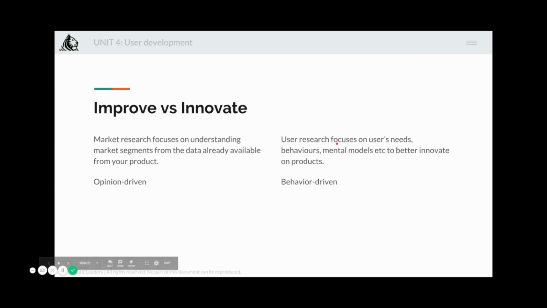Right? So in user research, you're focusing on the behavior of the audience, of the user, and not on the opinion of the audience.